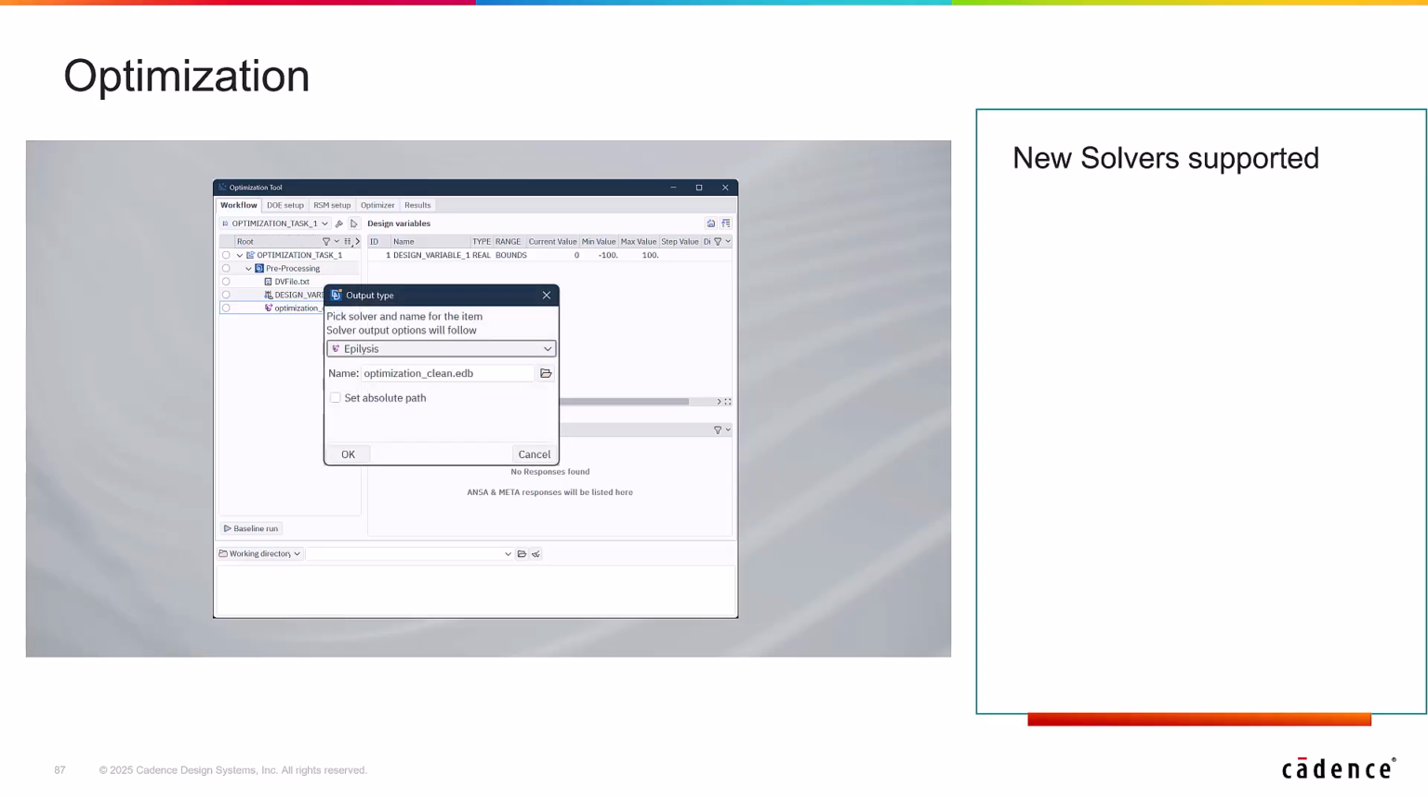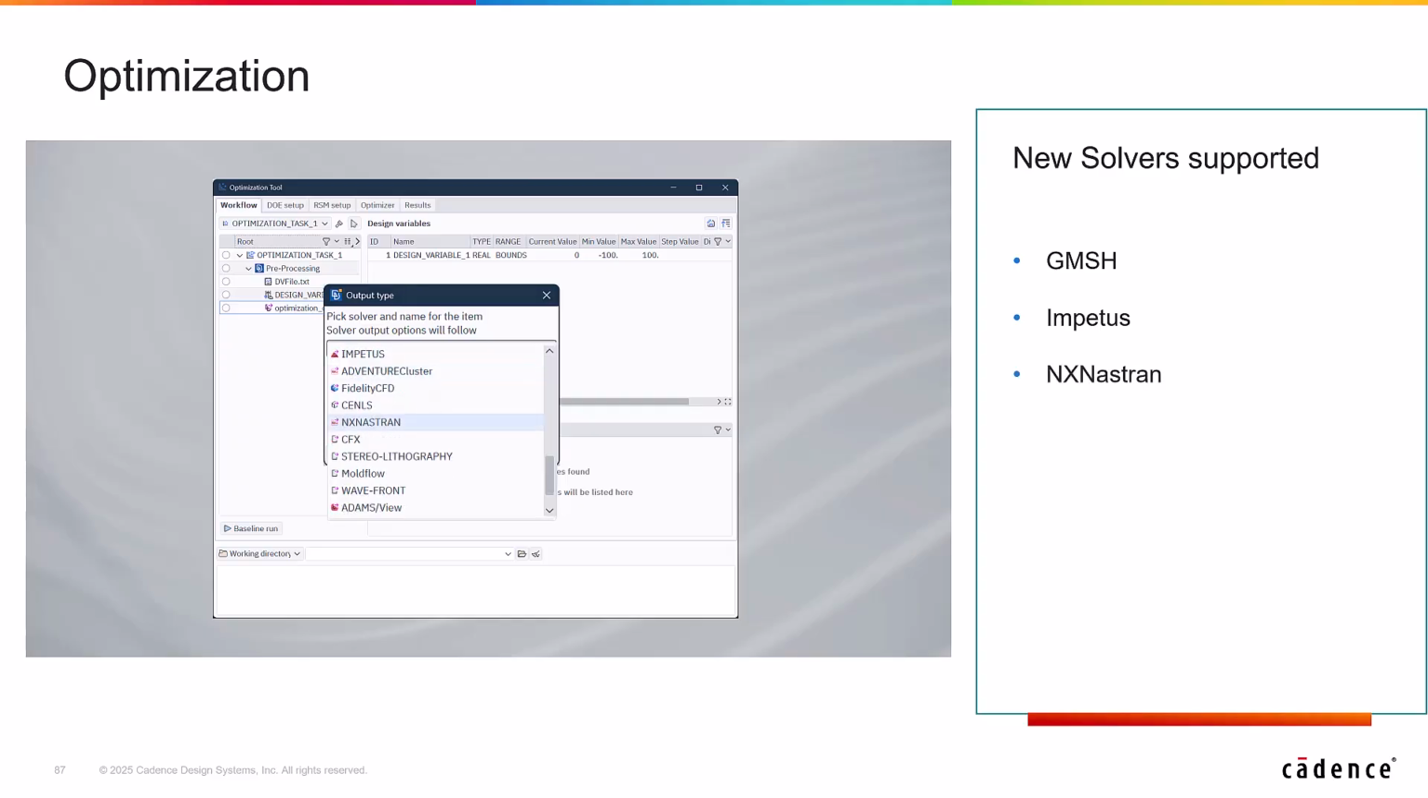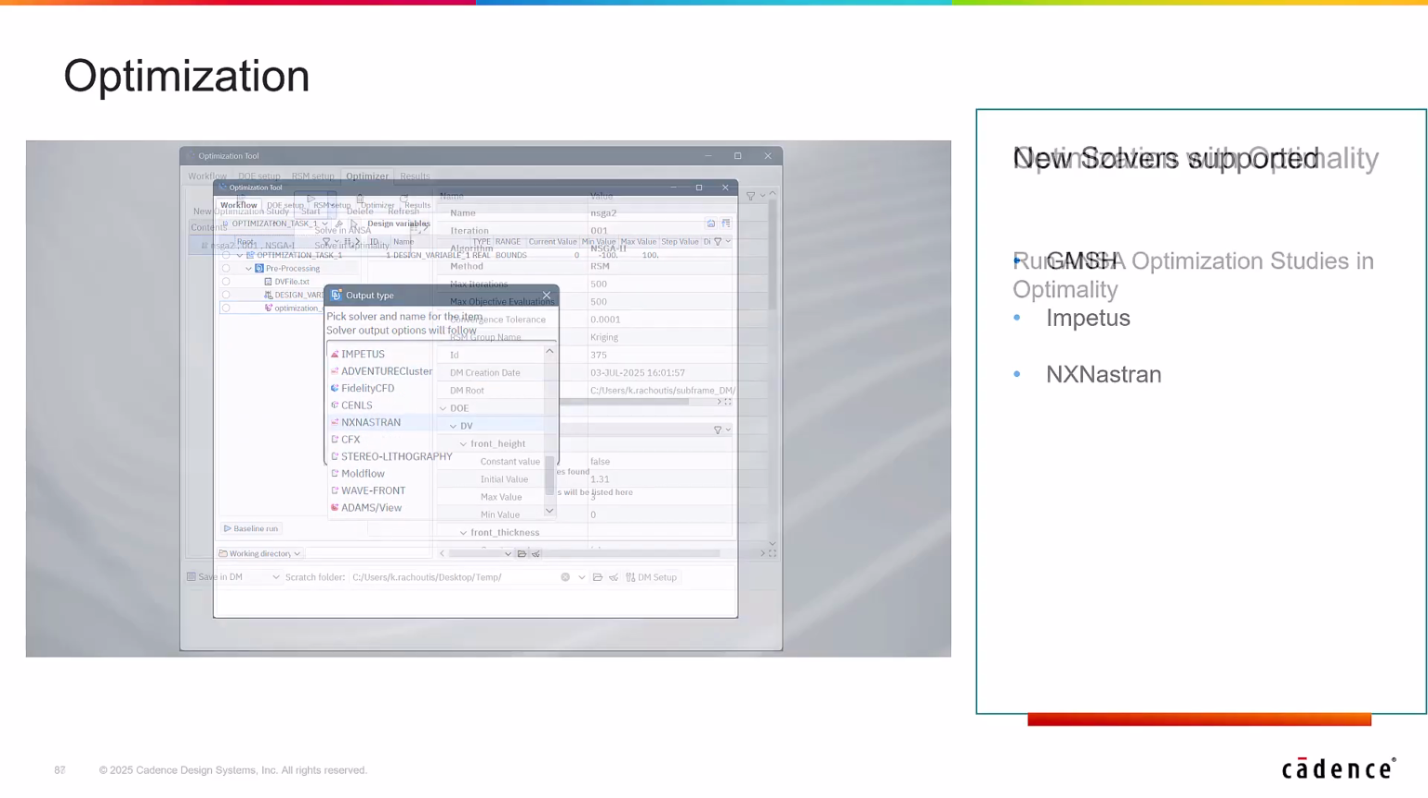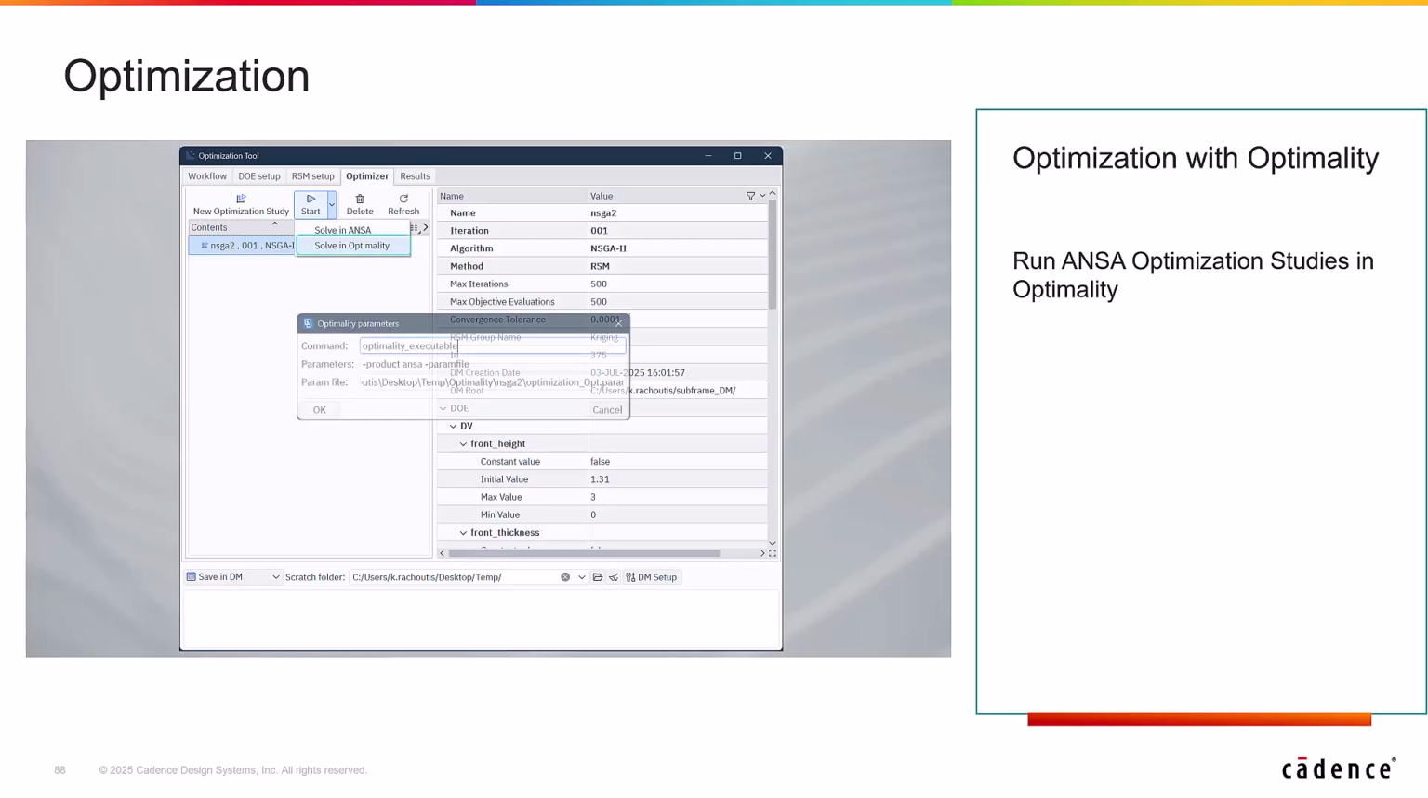The GMesh, Impetus, and NX-Nastran solvers are now supported as the FE output of the pre-processing of an optimization task. Furthermore, optimization studies can now be solved in optimality.